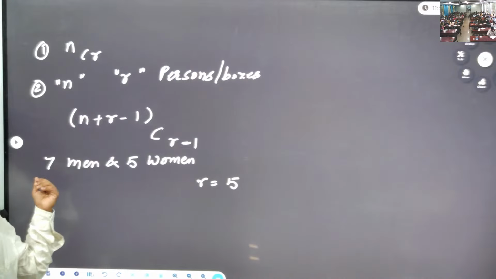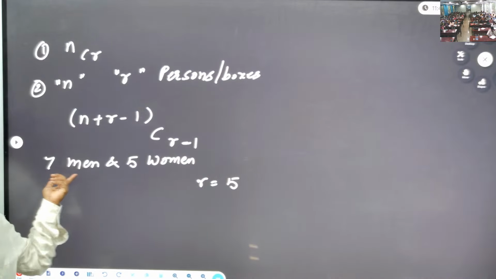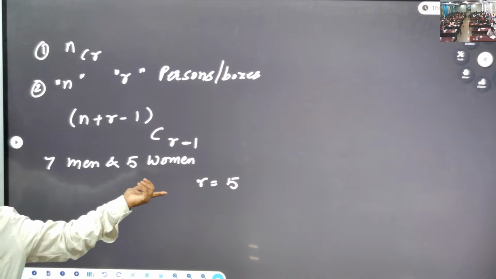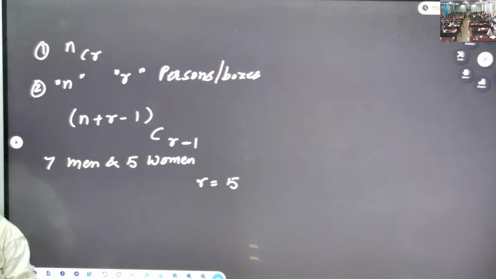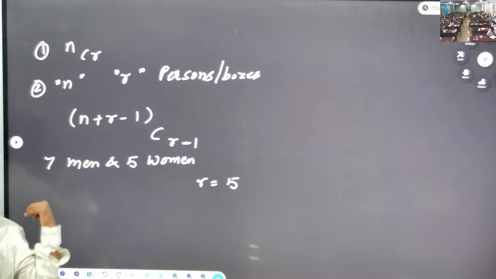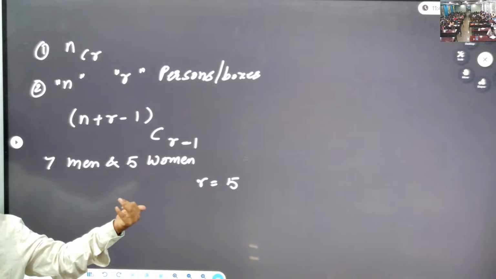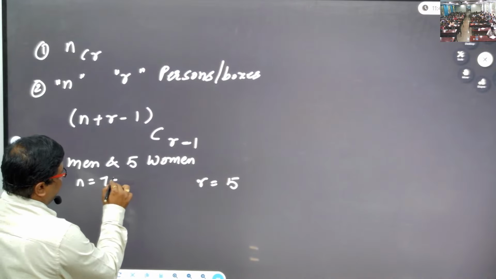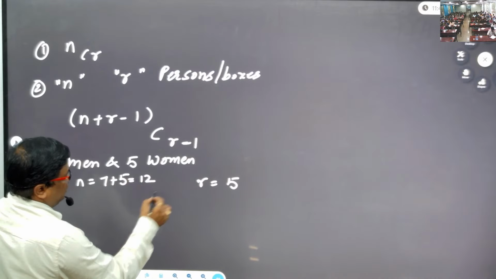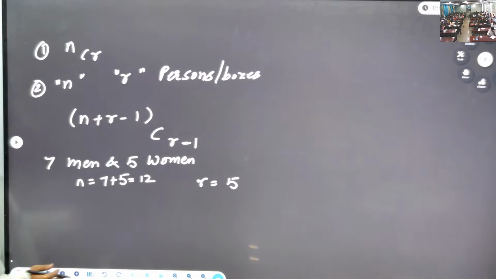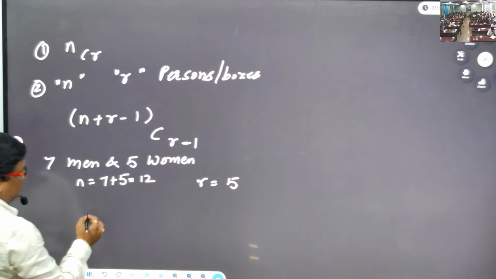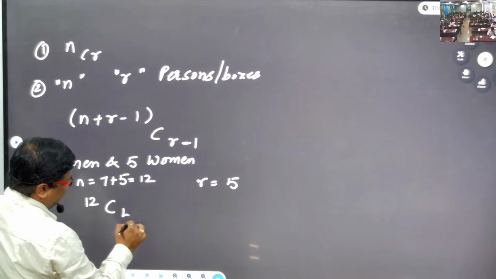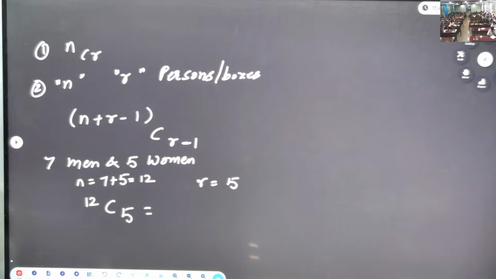We have 7 men and 5 women. So what is the n value? n value is 5 plus 7 or 7 plus 5, which is 12. So n is equal to 7 plus 5, which is 12, and r is 5. Substitute this in nCr, that is 12C5. What is the value?